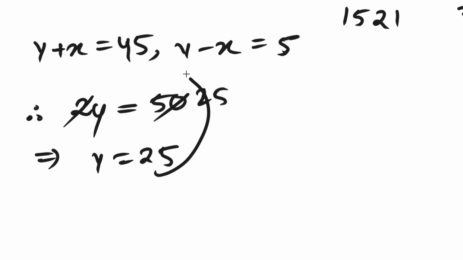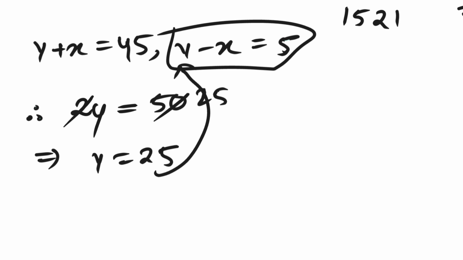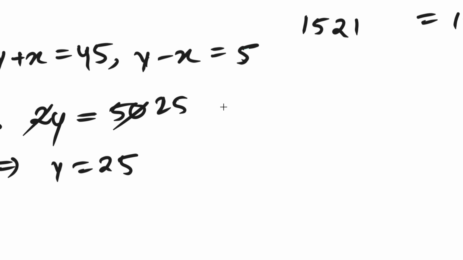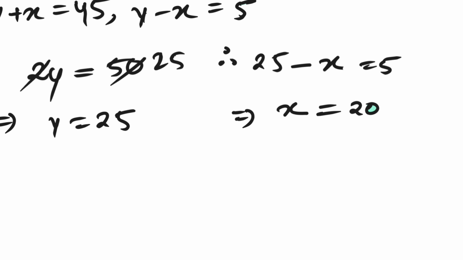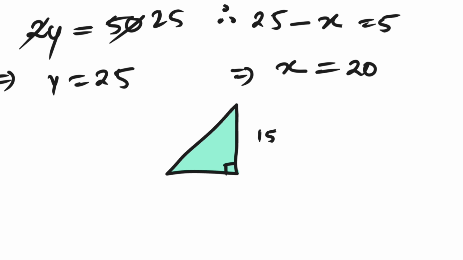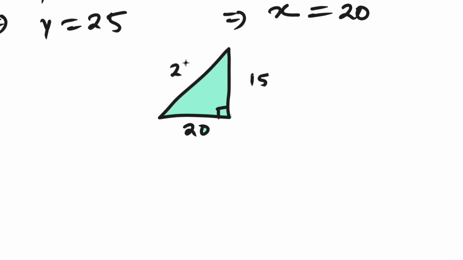Now, substitute 25 into y minus x equals 5. That gives 25 minus x equals 5. Therefore, x equals 20 because 25 minus 20 is 5. So our third triangle has side lengths 15, 20, and 25.